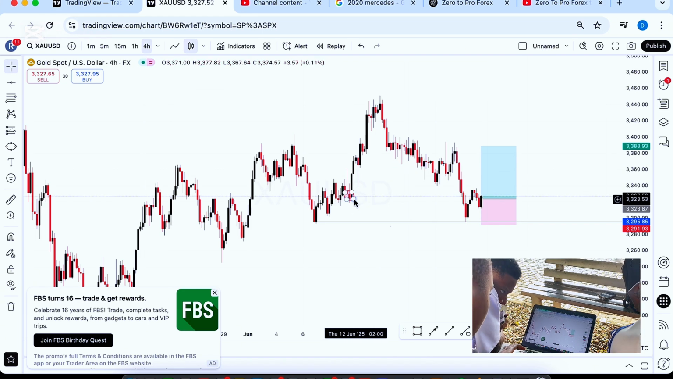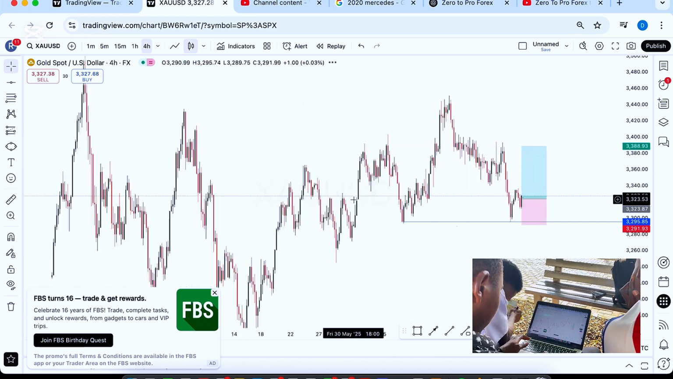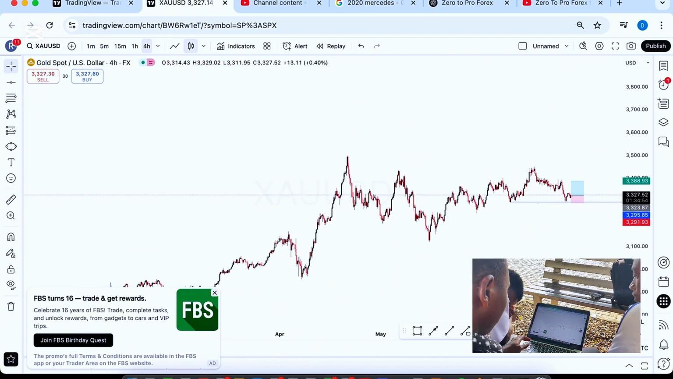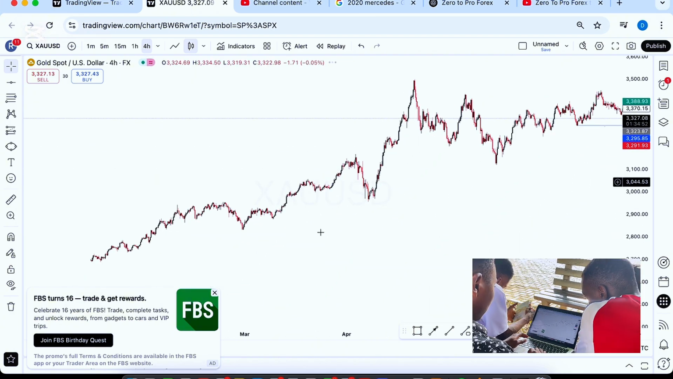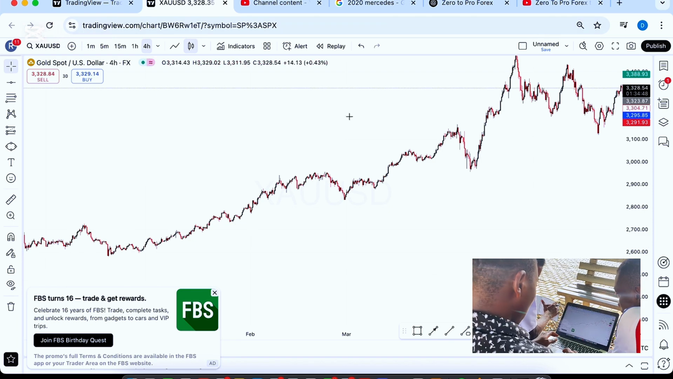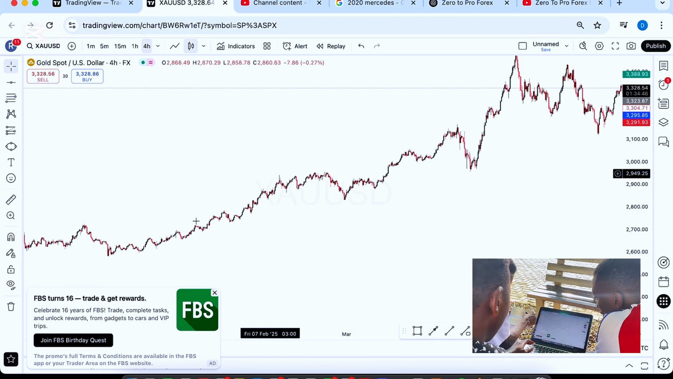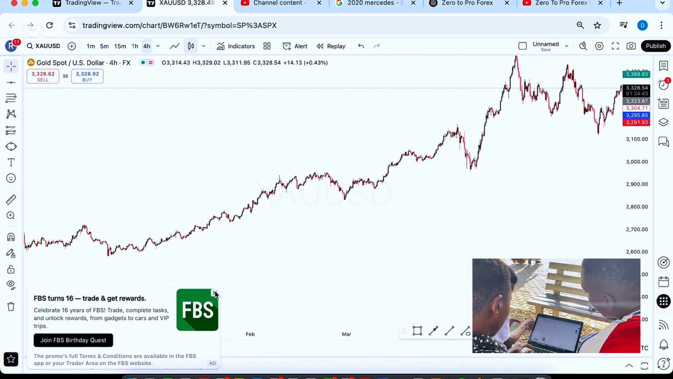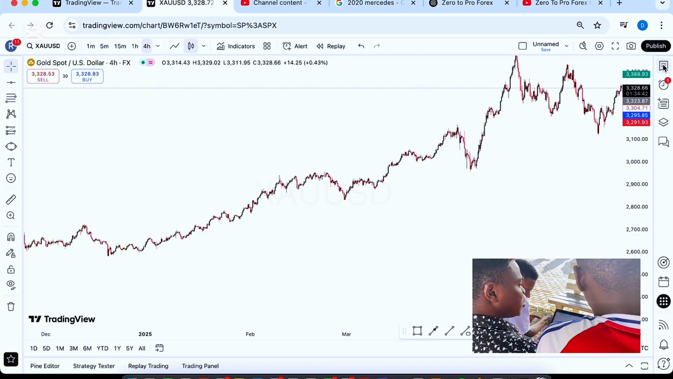So if we want to look for a downtrend, it pretty much comprises lower highs and lower lows. So now you can see how bullish this is, how uptrending this is, how everything is just moving to the upside. So let's look for a downtrend market.